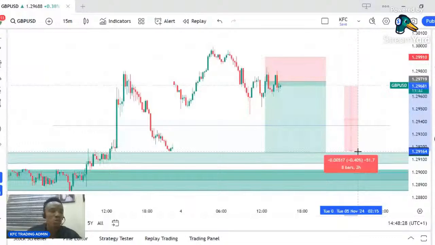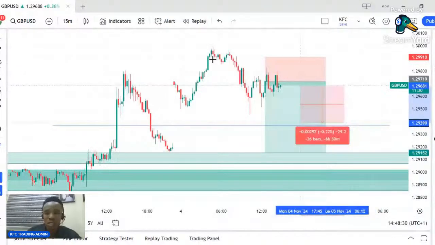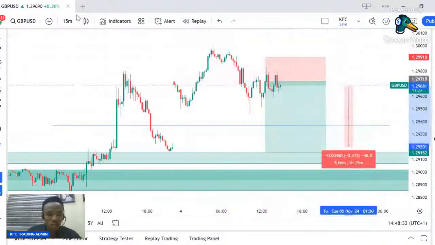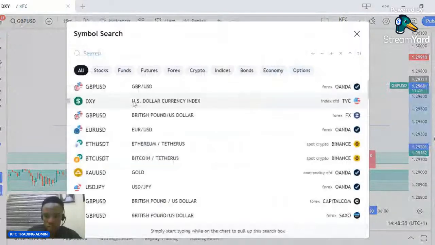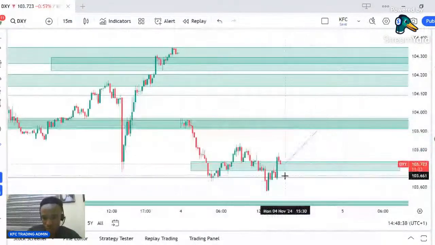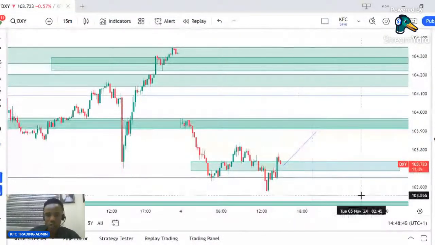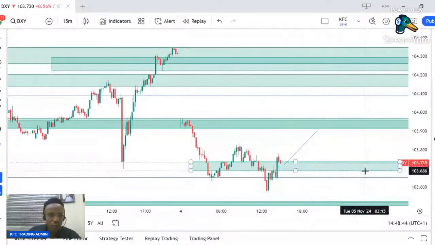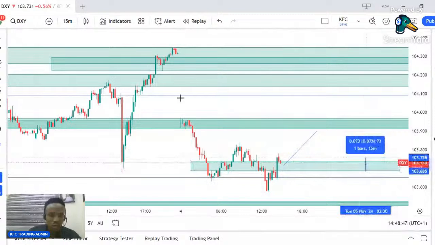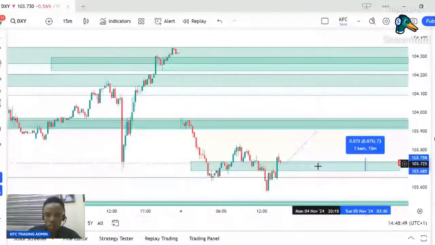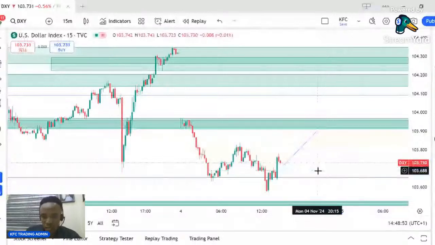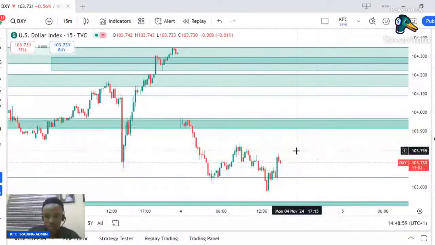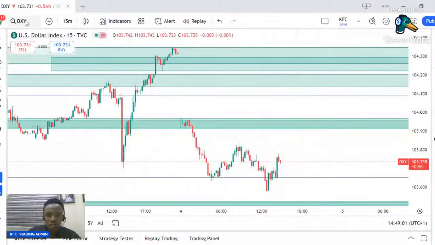Can you see what NGU is doing? You might just need to wait a little bit. Let DXY do that complete retracement first, which I can see is already doing it. I think it took out this liquidity. DXY already took out that liquidity, so let me remove it so that my eyes are not spotting it. Can you see what it's doing now? It just got into the fair value gap and it was rejected immediately. So I think I'll be interested in going in now.